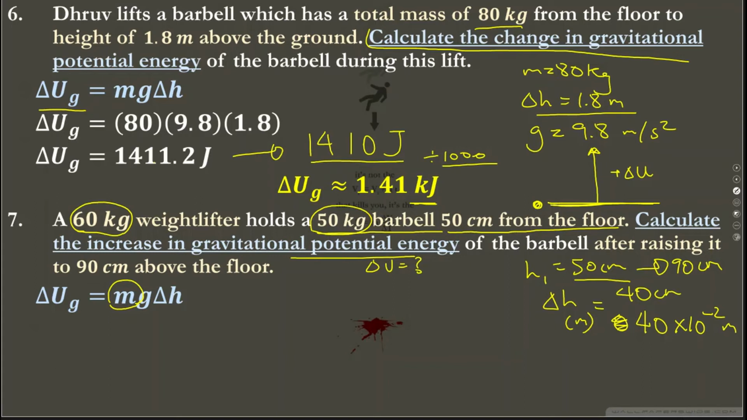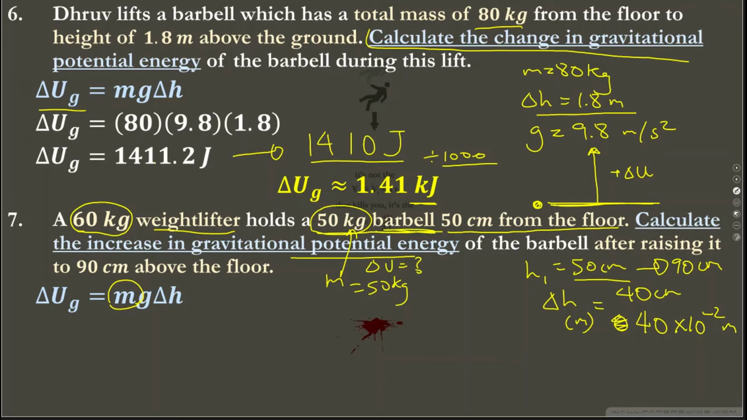Our weightlifter is not moving, okay? He or she is holding it, and they hold the barbell up. So the barbell is the thing that's moving up. So this will be the mass we're looking at. So m is equal to 50 kilograms. If we have a situation where the weightlifter and the barbell were both lifted 40 centimeters, then you would add the two numbers together. But in this case, we're just looking at the barbell.